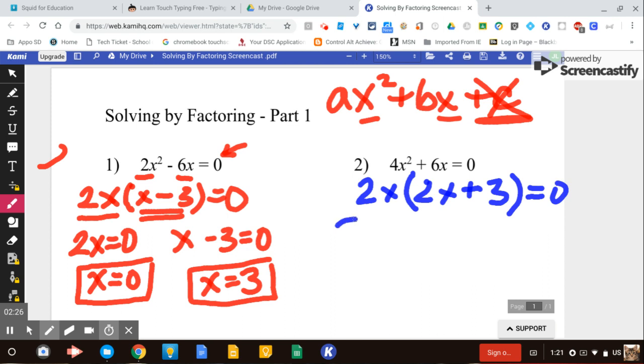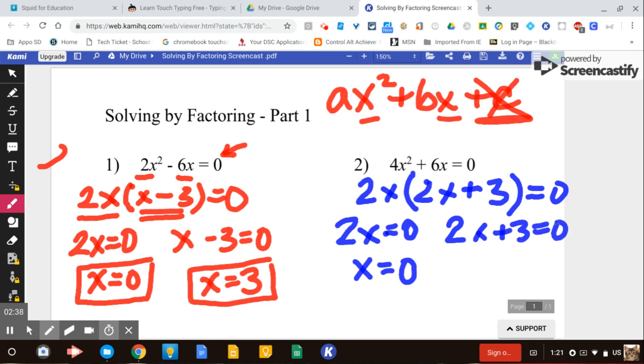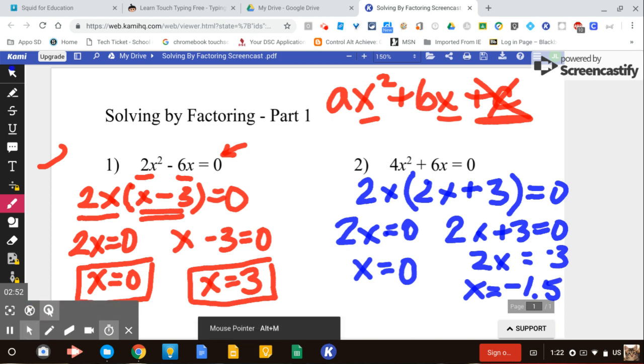So again, either 2x is going to equal 0. There's one factor. x equals 0 is your first solution. Or here's where it's a little different. 2x plus 3 is equal to 0, which makes 2x equal negative 3. So x equals negative 1.5. And you could leave that as negative 3 halves also if you wanted to.